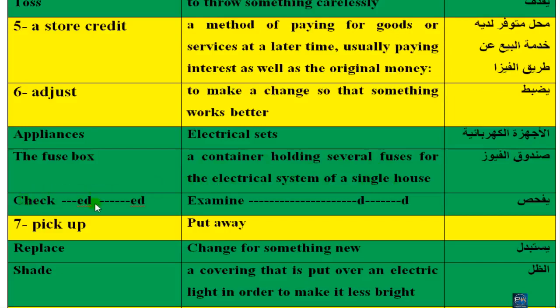Checked. The D is a T in the past. I pronounce it T because there is a K sound. Checked, examined. Now, let's get started.